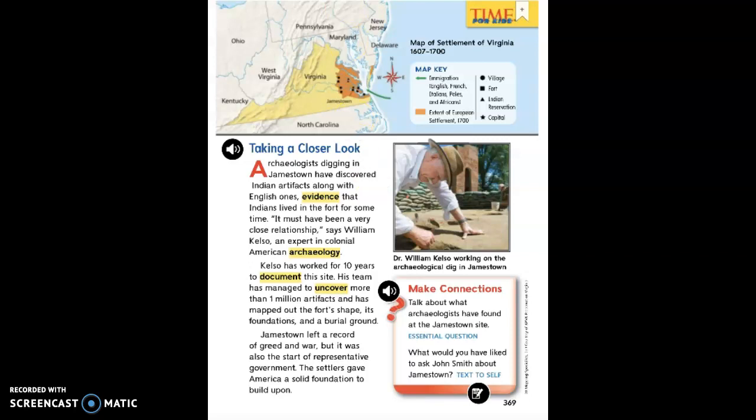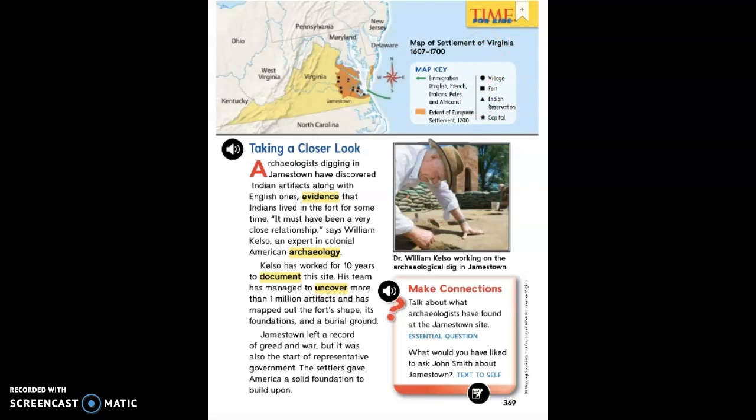Now take a look at the map up top also, because that gives you some very important information. Here's the map key. The green arrows indicate immigration. The orange blocks are the extent of the European settlement in 1700. And then you can see these keys over here indicate specific things in the area, in the state of Virginia.